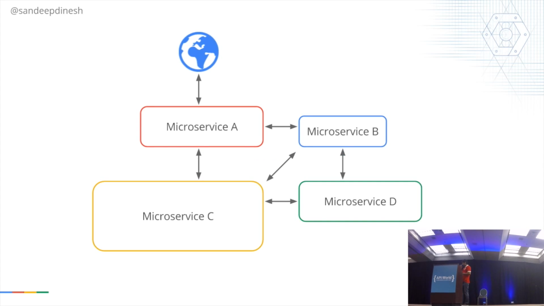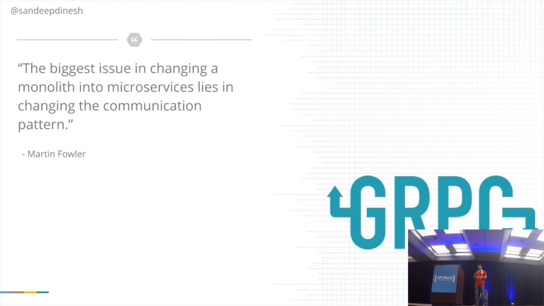So what about communication? This is how it will typically look. Microservice A is talking to microservice B, talking to C, talking to D. They're all talking to each other. Maybe A is your API endpoint that the internet talks to. And the thing is, when you're having microservices, the biggest issue comes in this communication pattern, right? What was previously a function call in a monolithic app turns into a network call. So when your app starts scaling, those network calls start scaling exponentially as well. So that's a big problem.